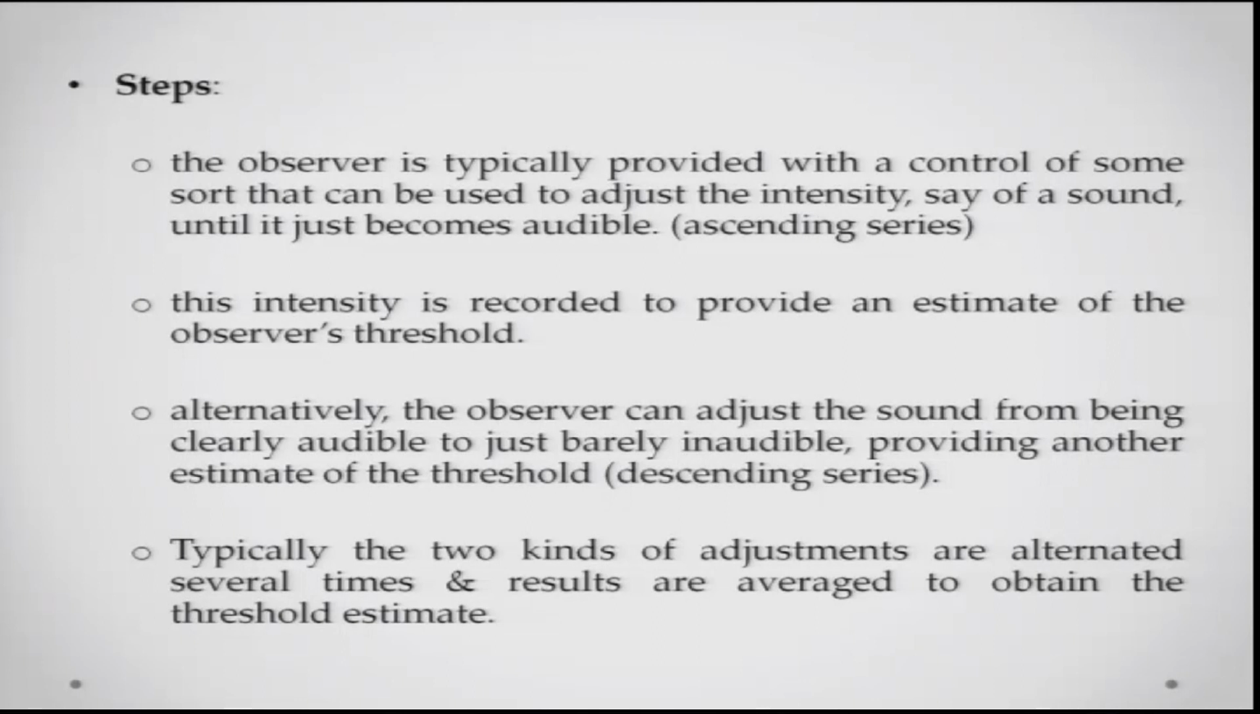You can also start the observer from a higher value when the sound is very detectable, and you can ask them to bring it down in small steps till it becomes not noticeable, just one step after it becomes not noticeable. That is also one kind of value we'll get. Typically, these two kinds of values are alternated several times, and an average is taken to get the point where you can actually barely detect something. So that is how you determine over a series of trials your absolute threshold.